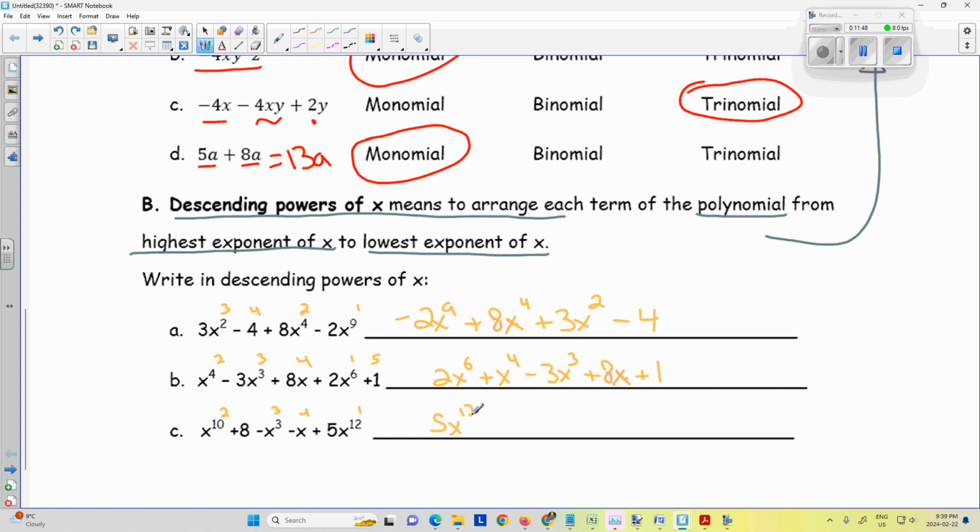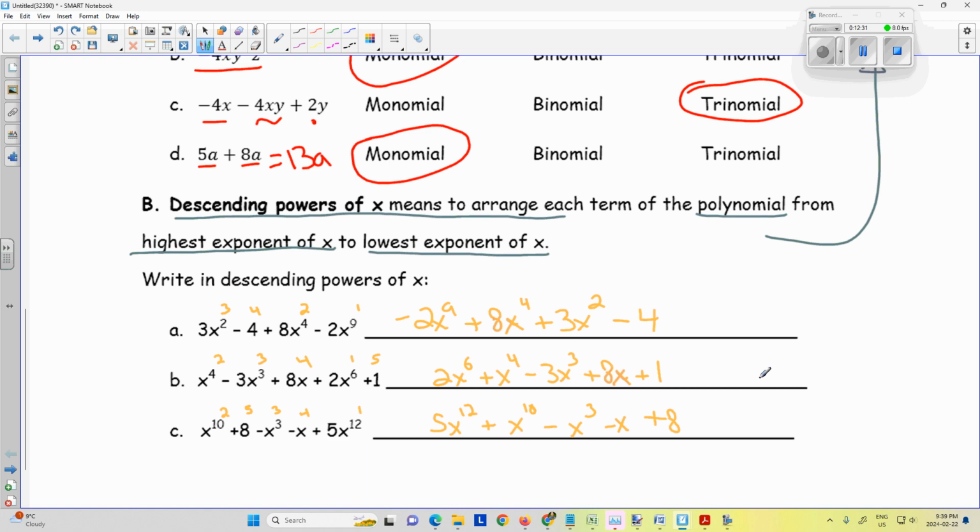5x to the 12 plus x to the 10. I did 10x to the 10, hopefully you can see that's a 0. And then we have our third one, which is negative x cubed minus x. And it looks like I have forgotten my constant, which is my fifth one, so I've got plus 8. Maybe double check that one for me to see if you got the same thing I did. But here they are in descending powers of x, meaning we're arranging them from the highest exponent of x to the lowest exponent of x.